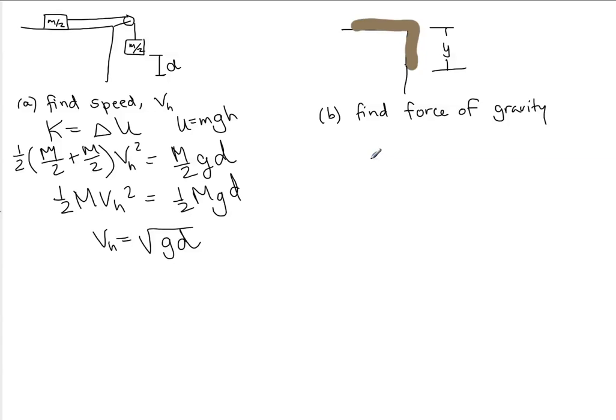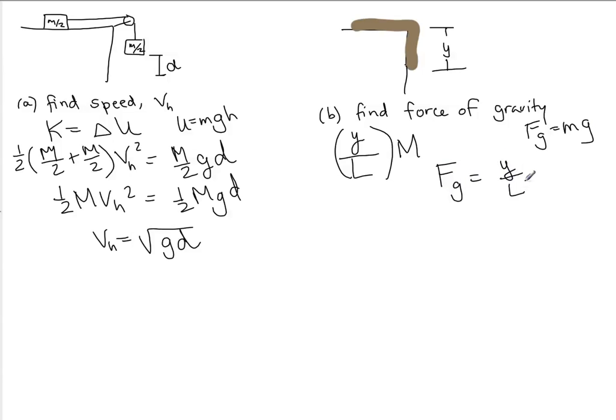The next one is to find the force of gravity on this rope. Now the only thing pulling down is the part of the rope that's hanging. So that's some fraction of the rope. The fraction that's hanging is y over the total amount of rope, which is capital L. So the fraction of the mass that's hanging is this times the mass of the whole rope. The force of gravity in general is mg. So in this case, the force of gravity is equal to y over L mg.